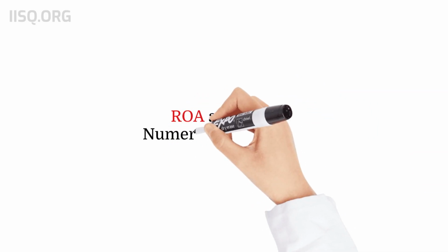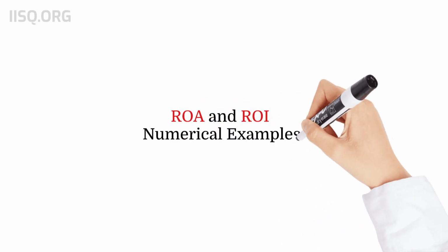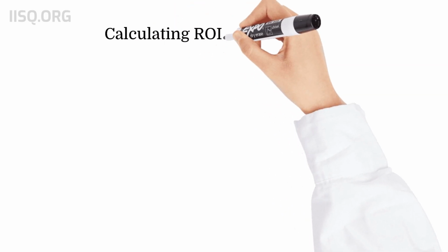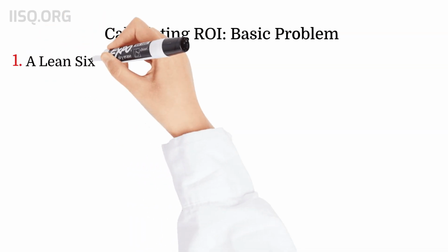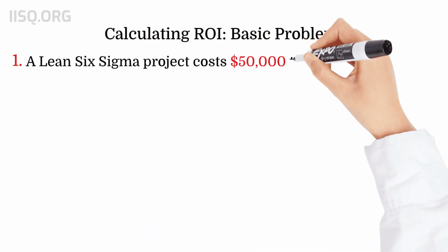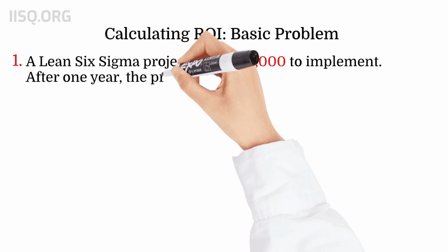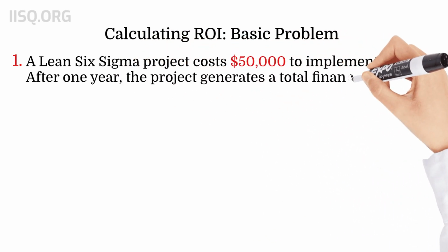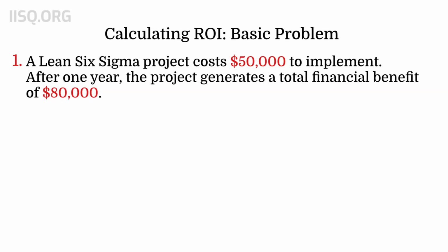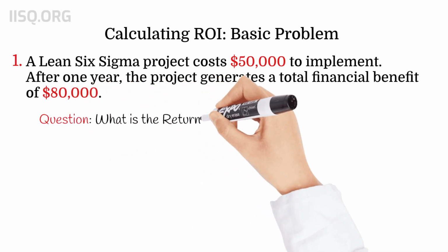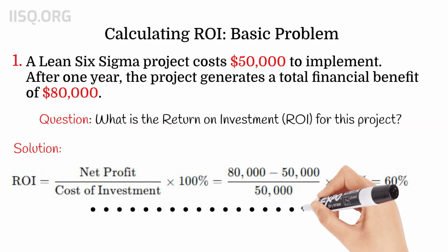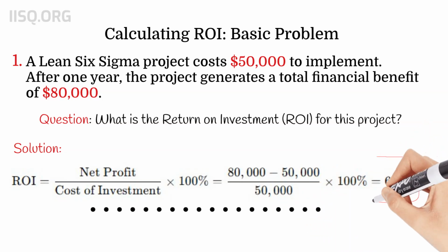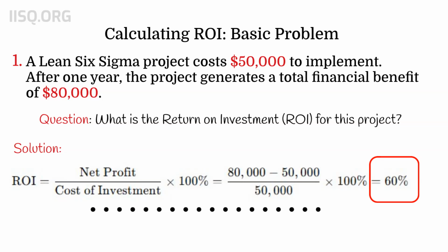Now we shall demonstrate the ROA and ROI concepts through a few numerical examples. We shall see a basic numerical problem on calculating ROI. A Lean Six Sigma project costs $50,000 to implement. After 1 year, the project generates a total financial benefit of $80,000. What is the return on investment, ROI, for this project? We have learned that ROI equals net profit divided by cost of investment. Therefore, as we see here, the ROI will be 60%.